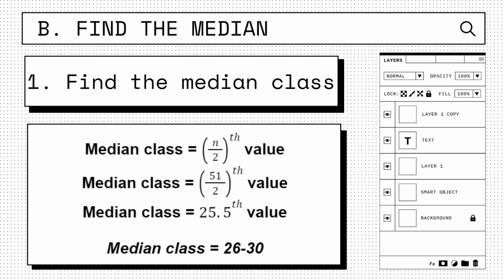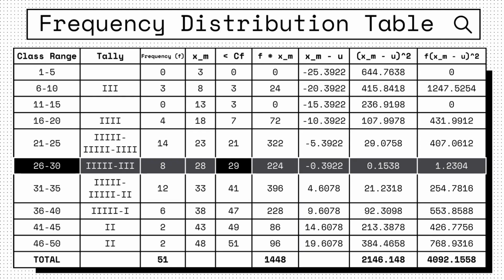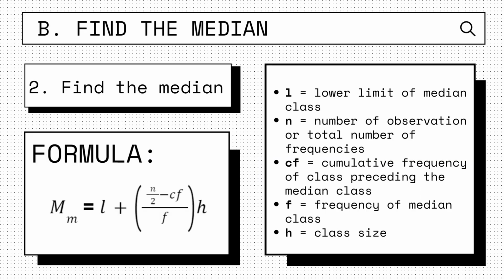the median. To find the median, first we must find the median class. So to find the median class, we're going to use the formula n divided by 2. Since we already know what n is, which is 51, we are going to divide it by 2, which will be 25.5. And now we will need to find the row that has a cumulative frequency higher than 25.5, and that is 29, which is in the class row of 26 to 30, and thus 26 to 30 will be our median class. Next step, we will find the median with the given formula.